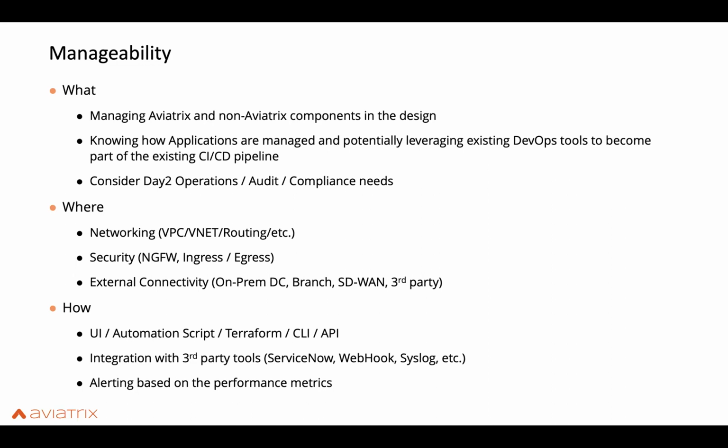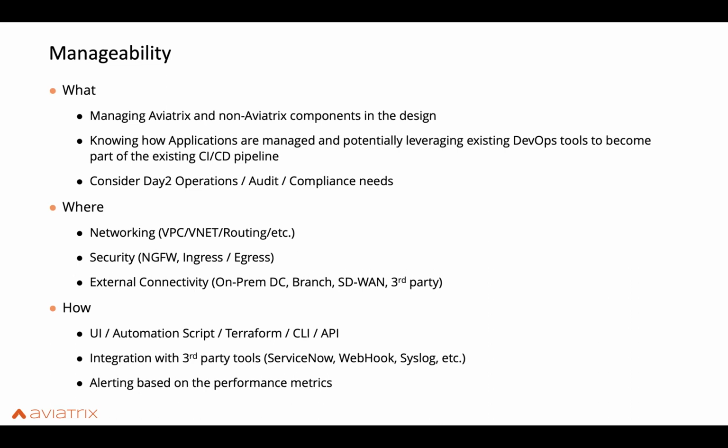If you're connecting to other third-party services, on-prem data centers, branches, or SD-WAN, what is your approach there? Are you using, for example, BGP over LAN? Or if you're using GCP, are you using NCC type of services to connect to your on-prem or branches, and how exactly are you managing it, right?